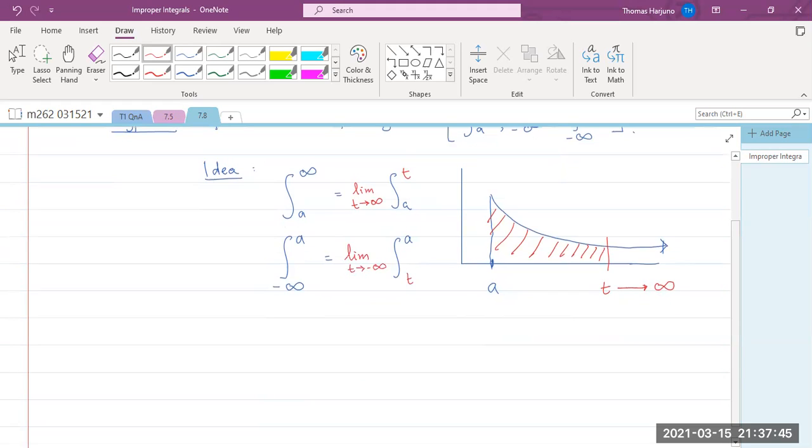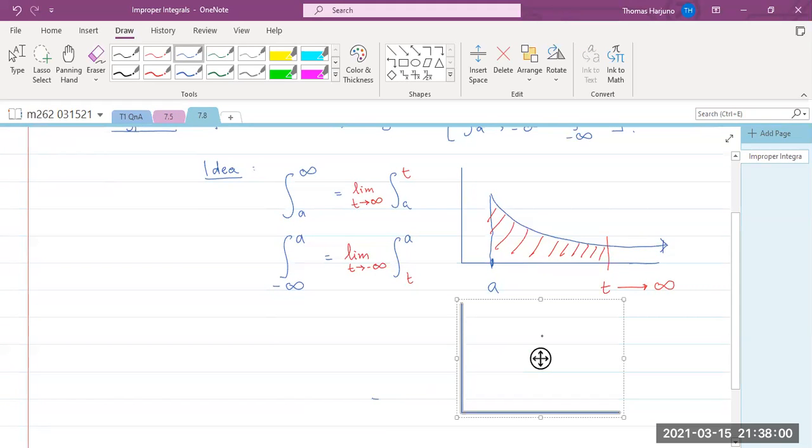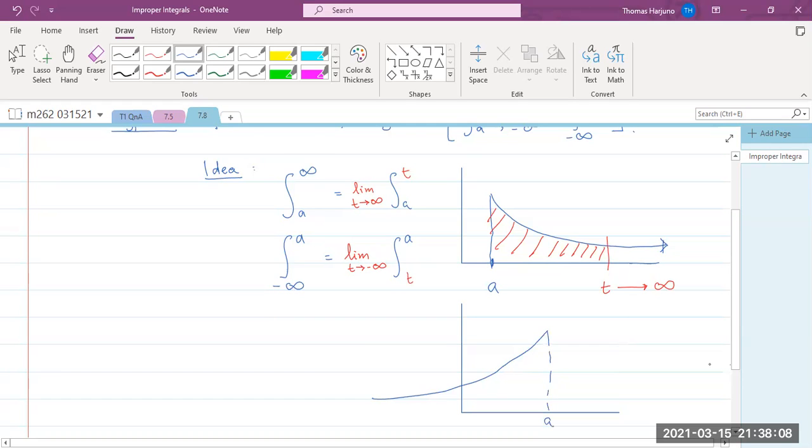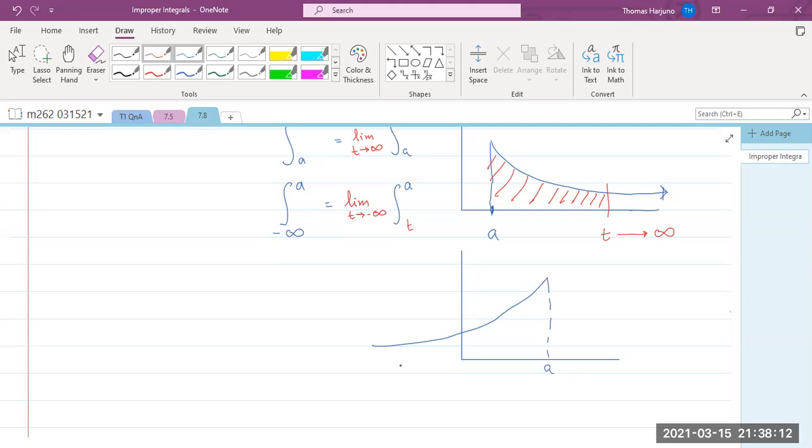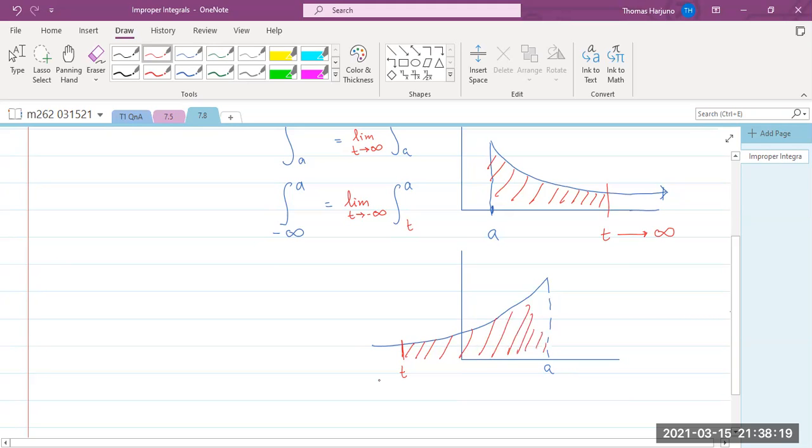So for the second interval, let's say you need to integrate from negative infinity up to a. The idea is you integrate from t to a first. Whatever the result of that integral, then you push t to negative infinity. Now what happens if we have negative infinity to infinity? Then we break it up somewhere in between.